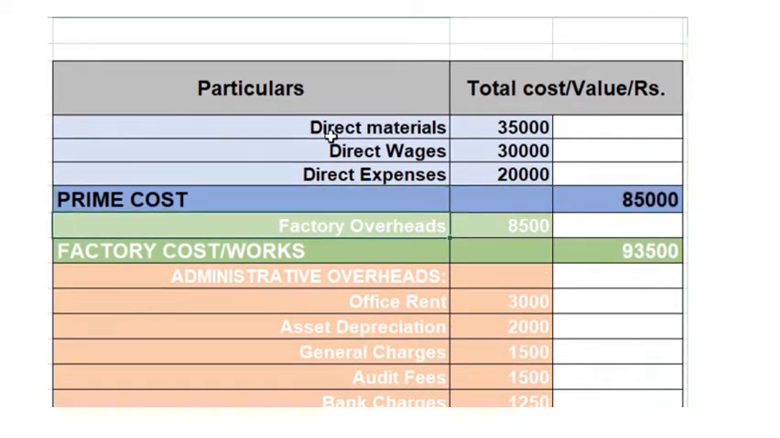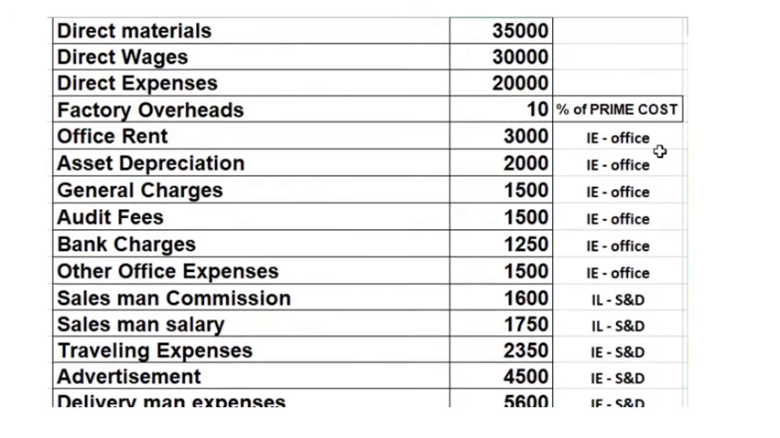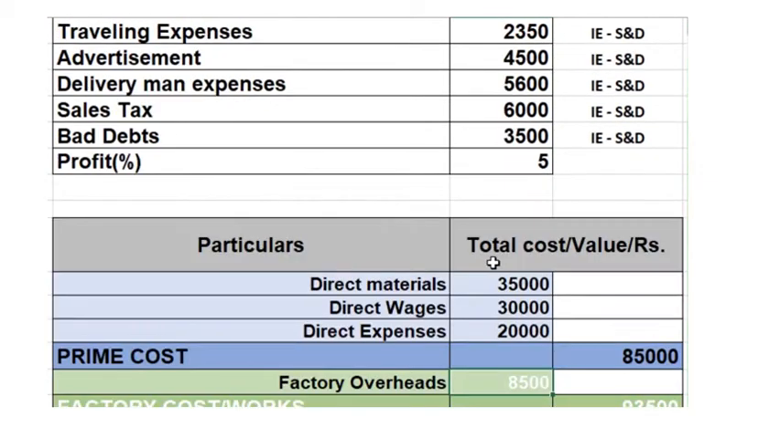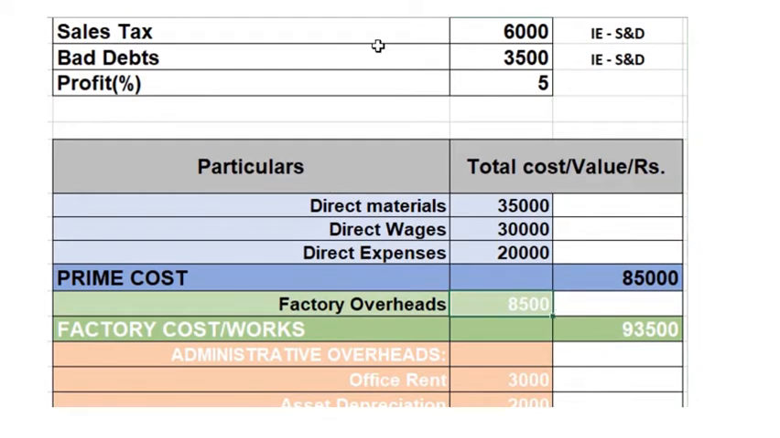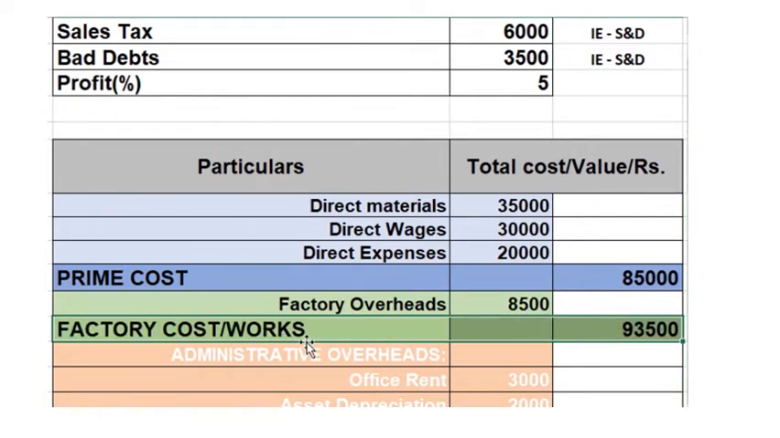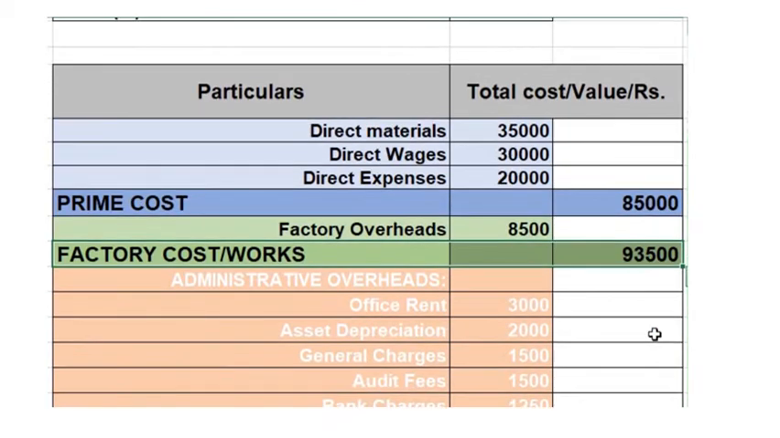Next they have given factory overheads. What is factory overheads? It is what they said. Factory overheads is 10% of prime cost. So it should be 8,500 because 85,000 is your prime cost. Next is factory cost. So how was factory cost calculated? So prime cost plus factory overheads, you get the factory cost.